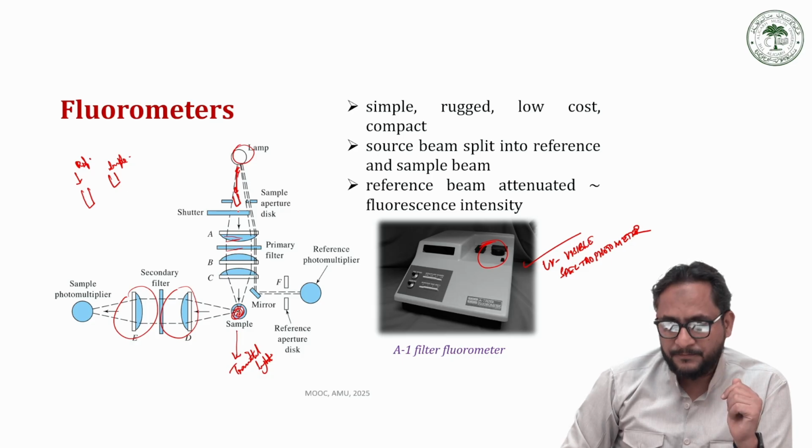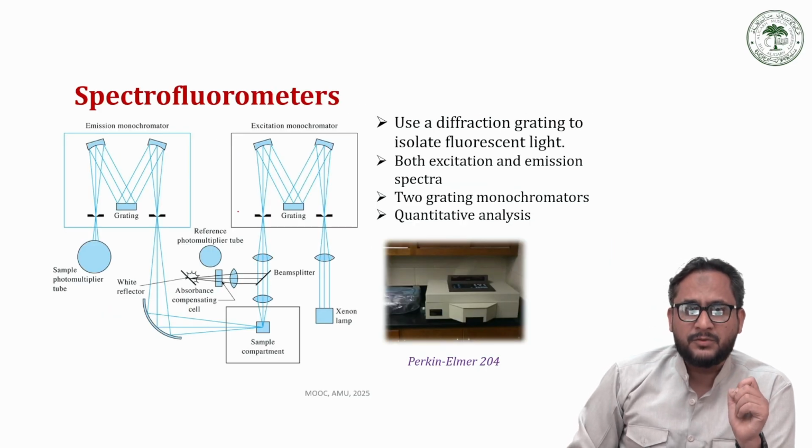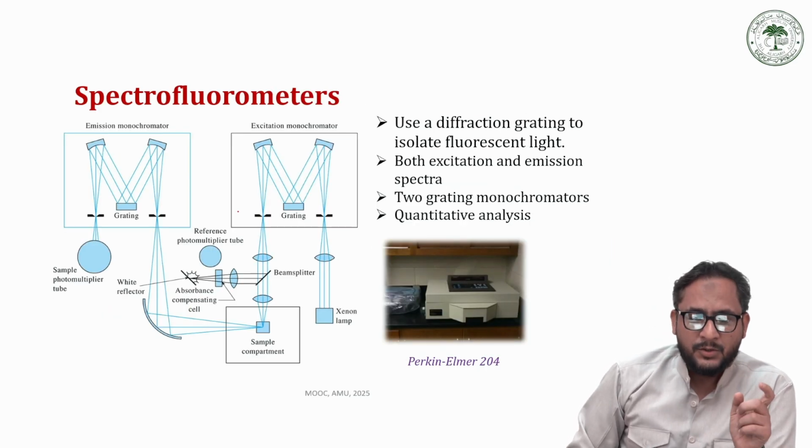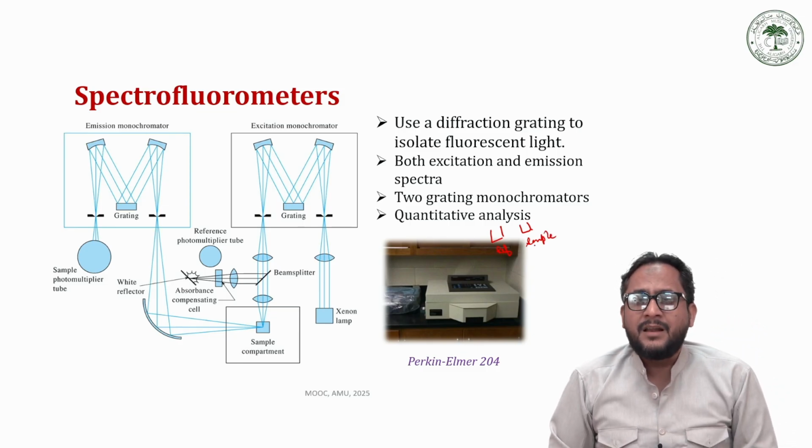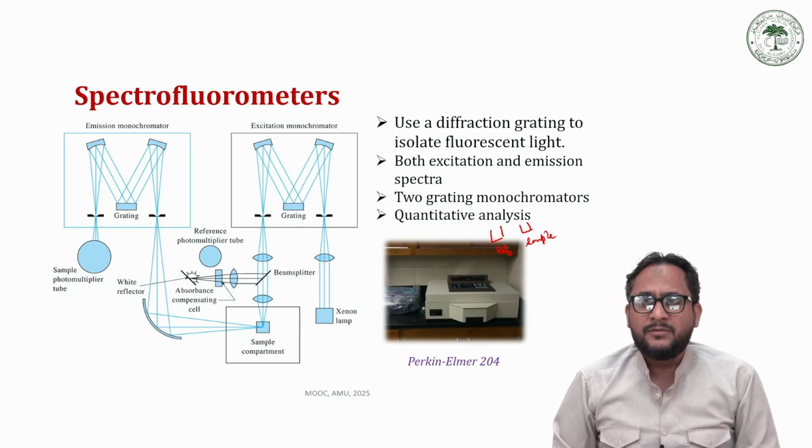While in the case of a double beam spectrophotometer, we have two slots, one for the reference and the other for the sample. They are a little bit costly, but they make our analysis quite easy because there are two different slots.